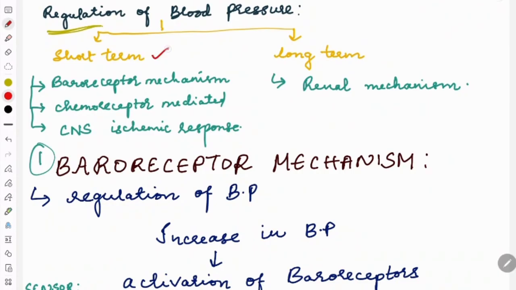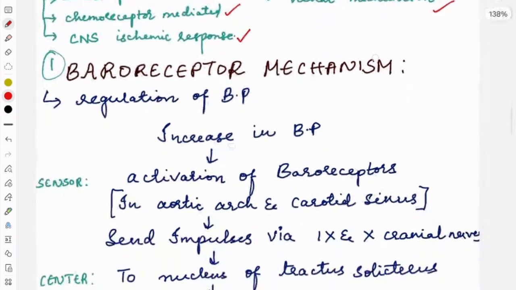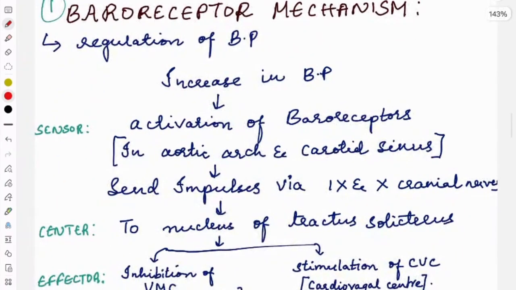There is short term regulation as well as long term regulation. We'll be discussing each type of regulation in detail. In short term regulation, we have the baroreceptor mechanism, chemoreceptor mechanism, and CNS ischemic response. Whereas in the long term regulation we have the renal mechanism. So let us discuss each heading in detail. First we'll go with the baroreceptor mechanism.